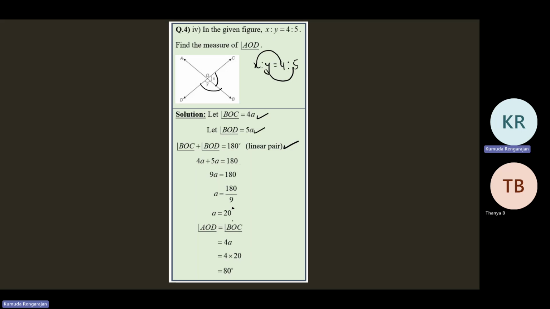Now you need to find the measure of angle AOD. Now AOD is nothing but BOC because they're vertically opposite angles. You want to find AOD, but that's nothing but BOC. So that means you should find 4A, which is 4 into 20, 80 degrees.